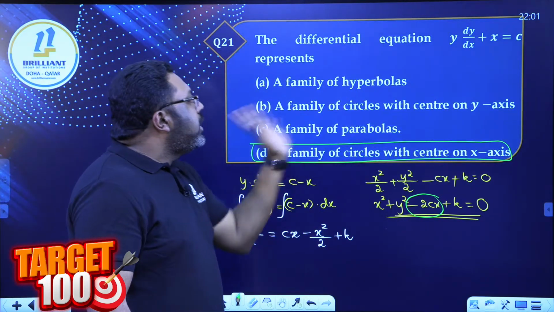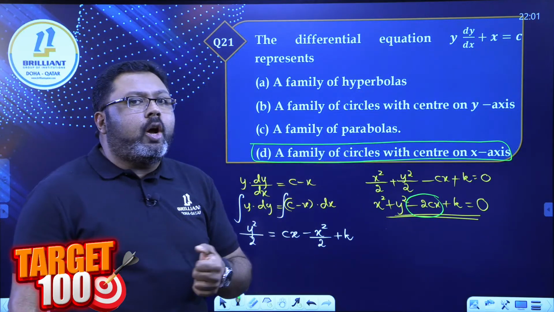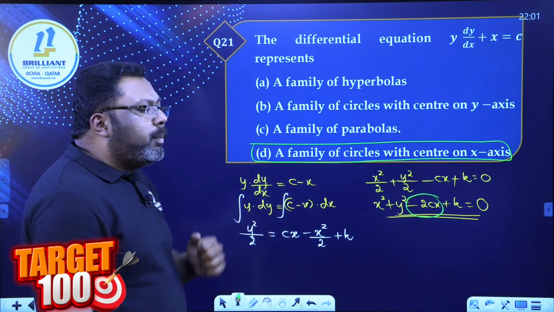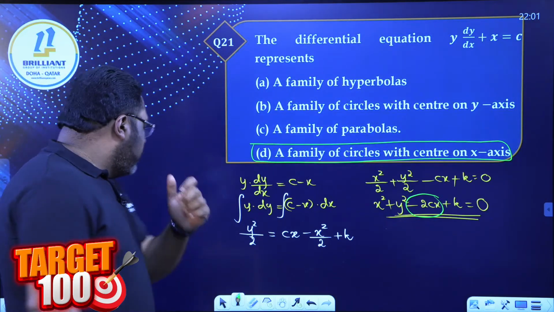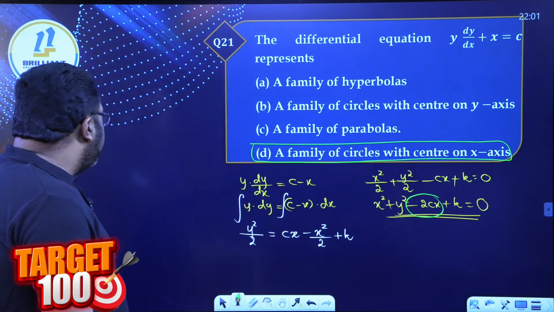Most of you saw family of circles and ticked away. They did not read the entire option. Read it properly before coming to an answer. It's a family of circles with center on x-axis. Okay, good. Let's move on now to the next question.